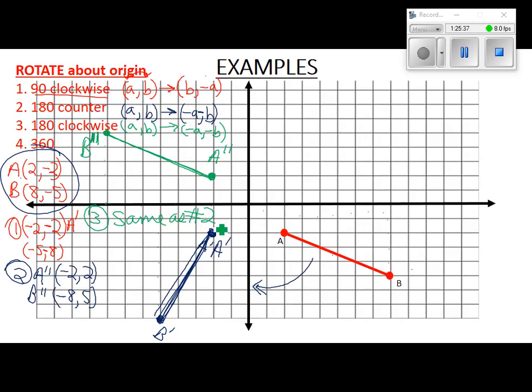If we go 360 degrees, so we're starting here, and we go 360 degrees, it doesn't matter whether we go clockwise or counterclockwise, A is going to end up right back in the same spot, and B is going to end up right back in the same spot. So the answer to number 4 is that segment where we started.